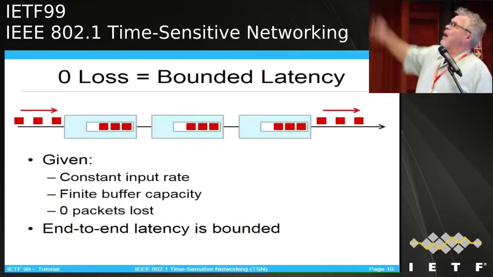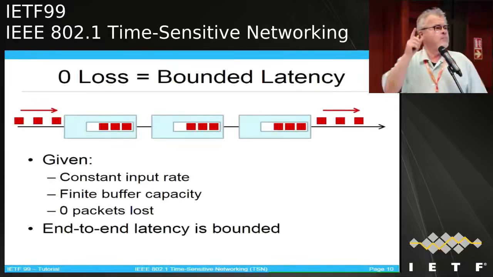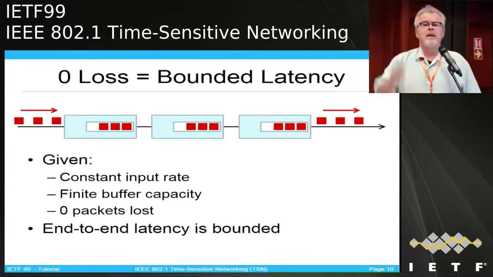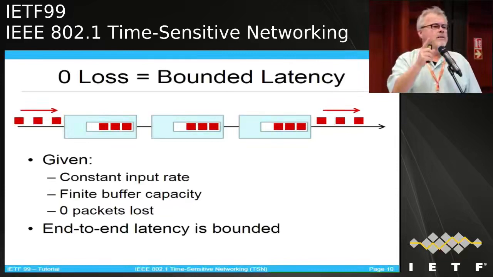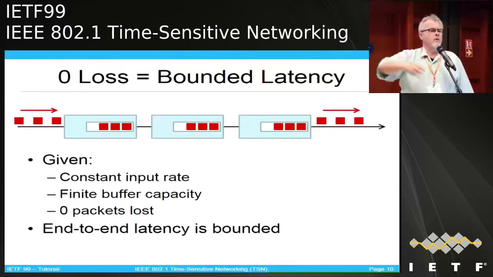I've got several hops. At each hop there are some queues. Now, given a constant input rate, and I should flag you here, we can't solve everybody's problems. There's one kind of problem that we are interested in solving, and that's constant bit rate streams. If you have a widely varying bit rate stream, we can't help you. It's got to be relatively constant, and it has to last long enough that it's worth your effort to make a reservation for resources before you start using it.